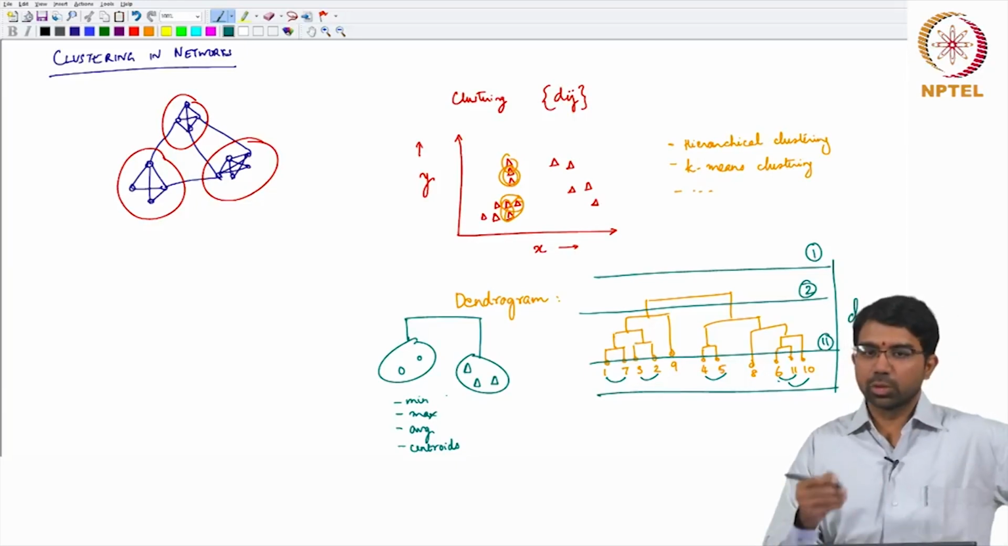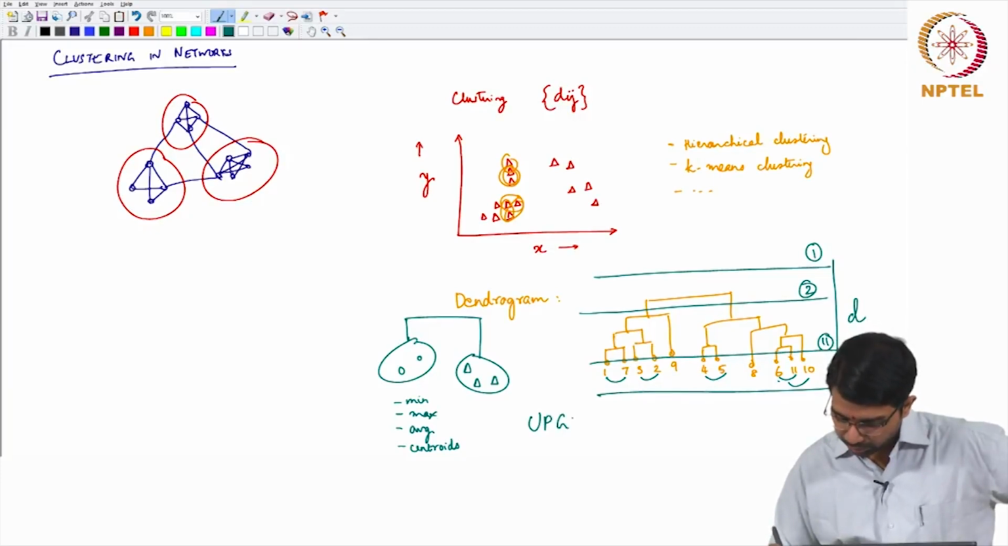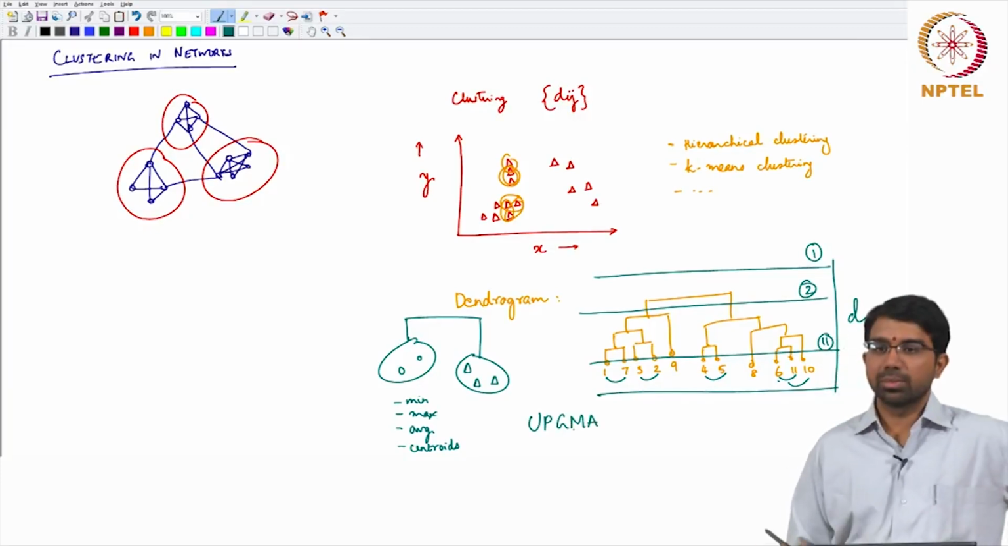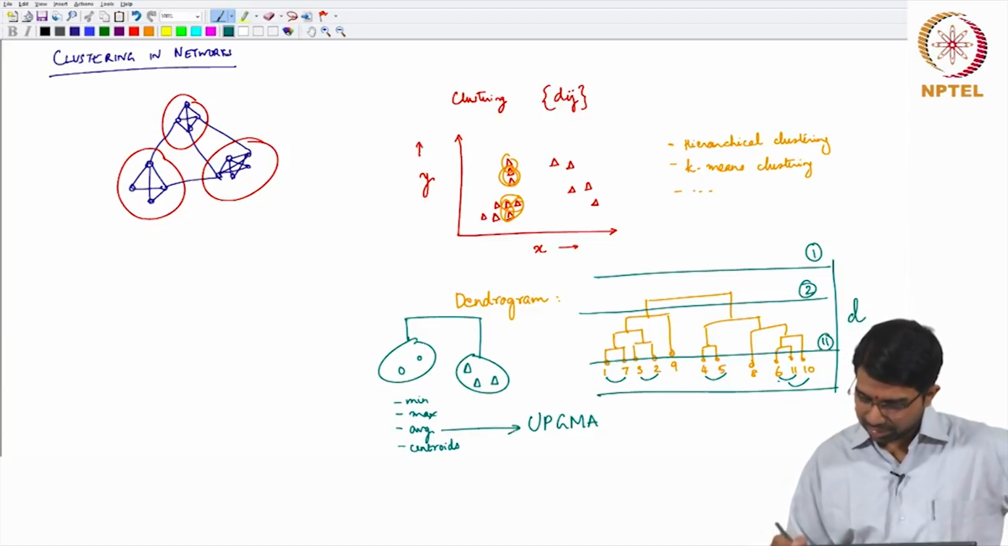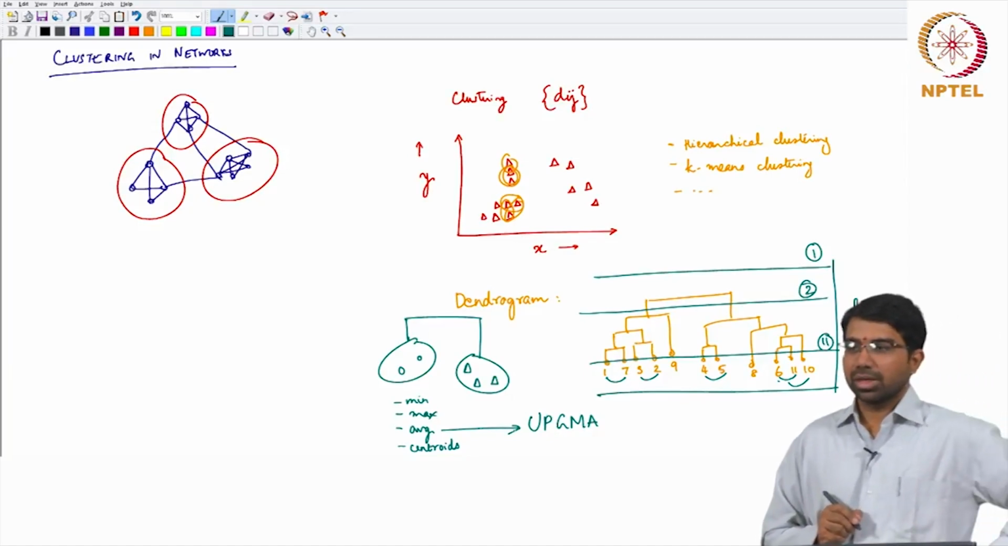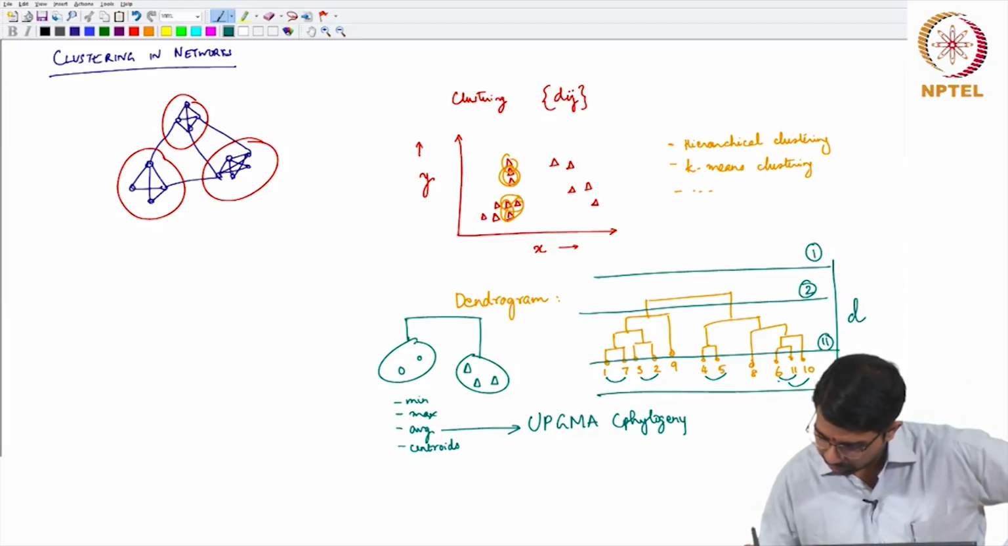For those of you who have studied bioinformatics before and so on, you may be familiar with this term. This basically means unweighted pair group mean average, which is nothing but this. This is used in phylogeny or phylogenetic tree construction.